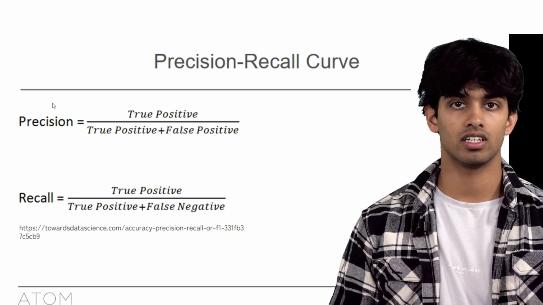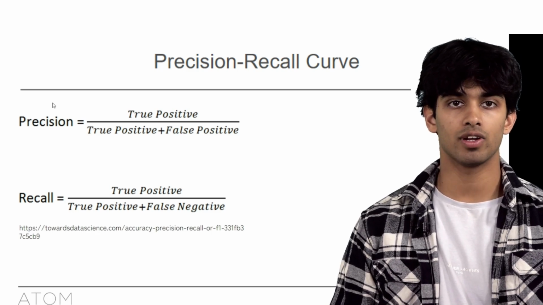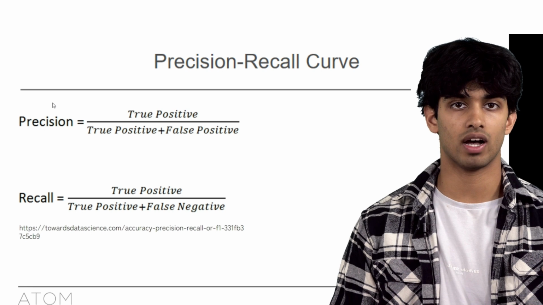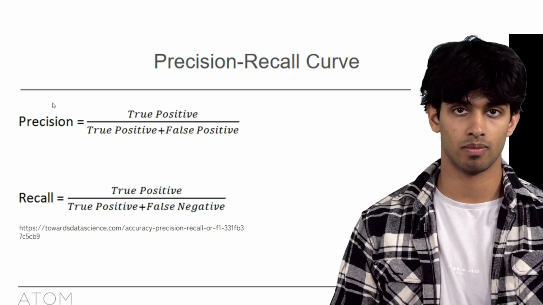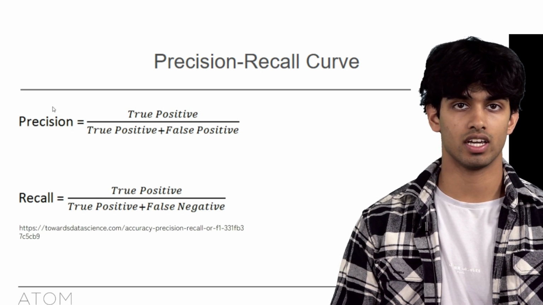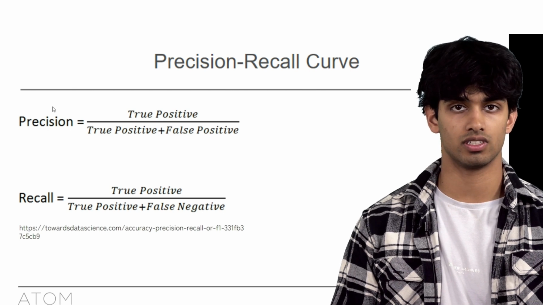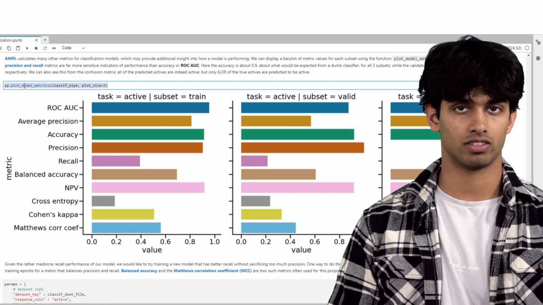Recall, on the other hand, tells us how many of the actual actives were predicted by the model. High recall means that the model is doing a good job identifying active compounds, but if the recall is low, it's missing many of them. For our unbalanced dataset, precision and recall give us much more insight into how the model is performing compared to accuracy or ROC-AUC. Let's plot these metrics for each subset using the plot model metrics function.